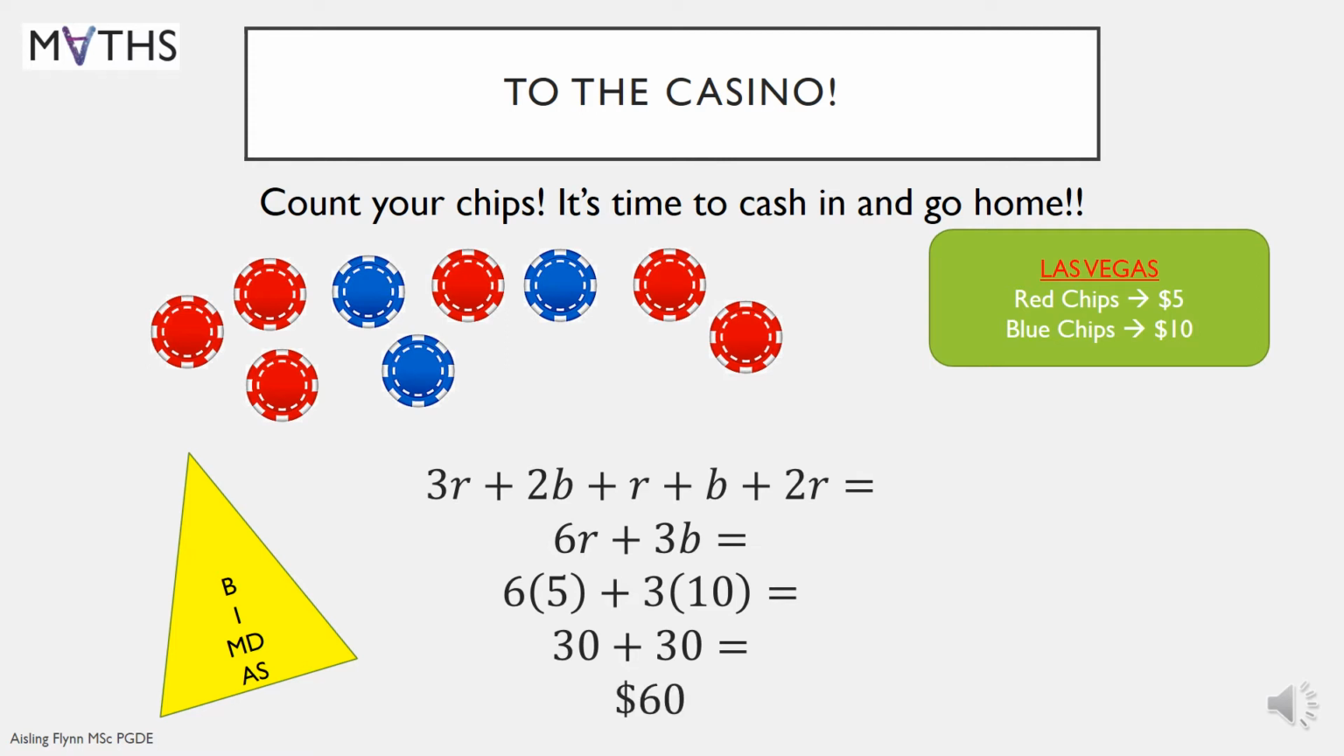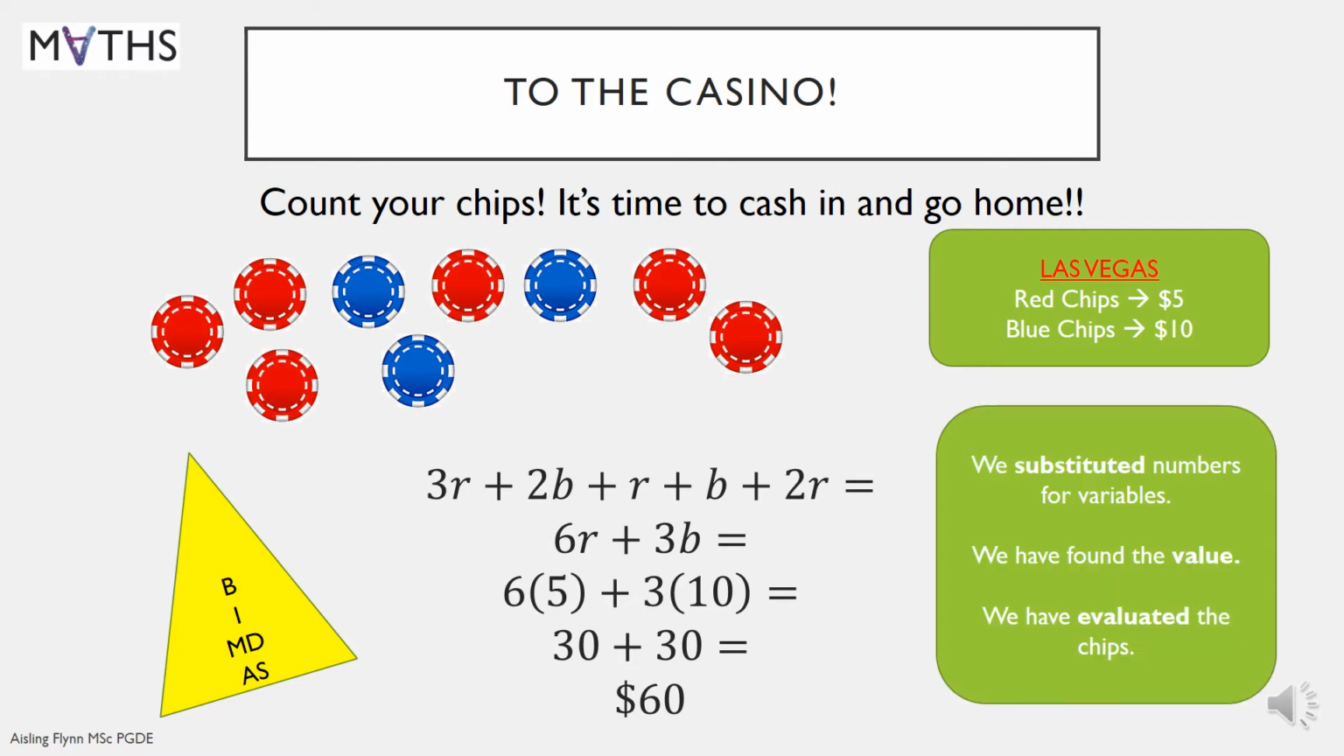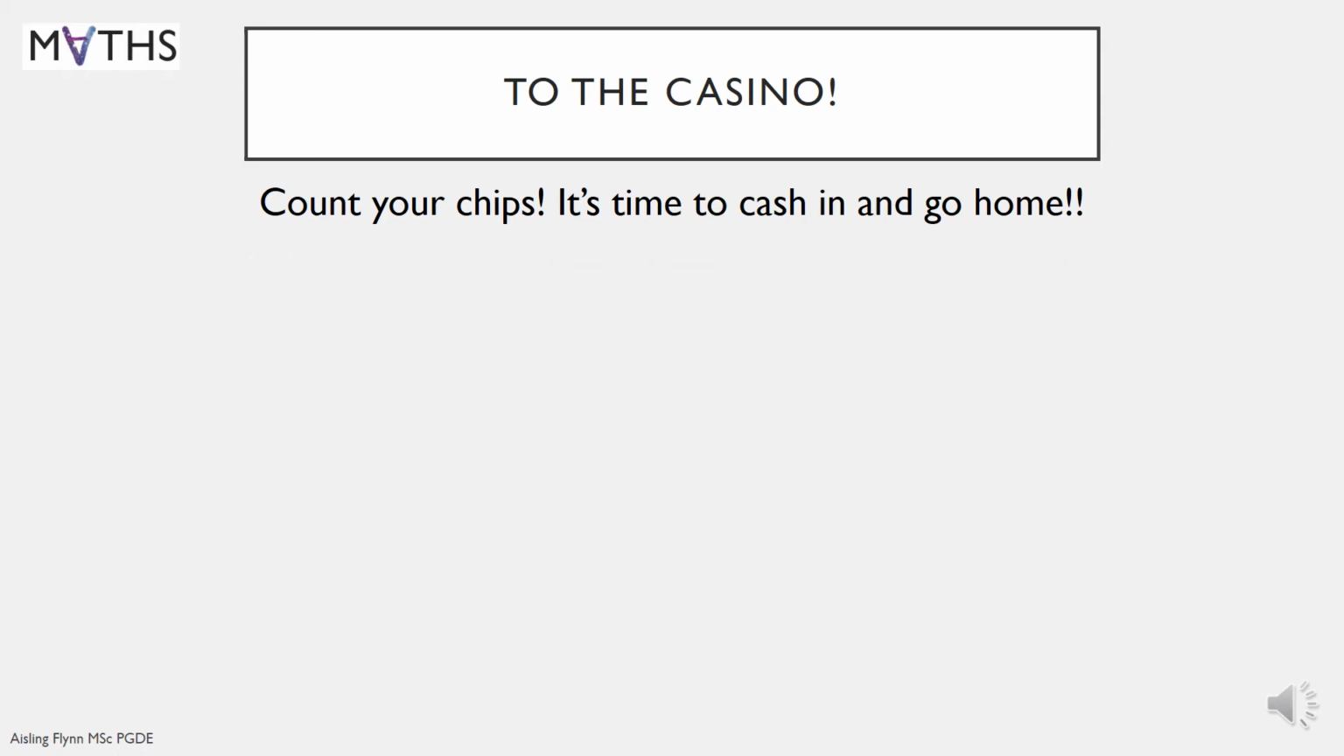So what we've done now is we have substituted numbers for their variables. So replacing the R and the B with 5 and 10. We found the value, which means that we have evaluated the chips. We've evaluated.